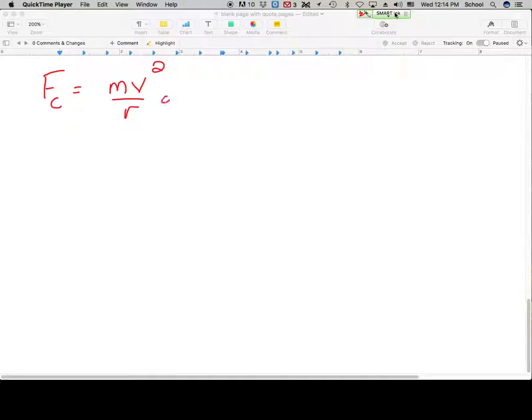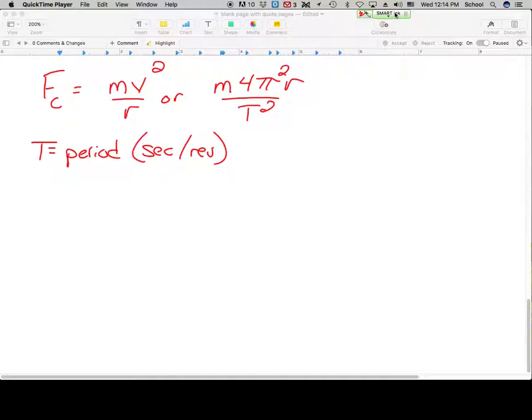So the FC formulas are going to be mv squared over r, or m times 4 pi squared r over t squared. So m, of course, is mass. R is radius. The v here is the speed that you're going around the circle, and the t is the time it takes to go around one time, or the period. So t is period, which would be how many seconds it takes to make a revolution. R, of course, is radius. And v is going to be the speed.